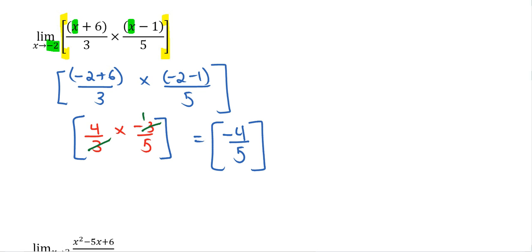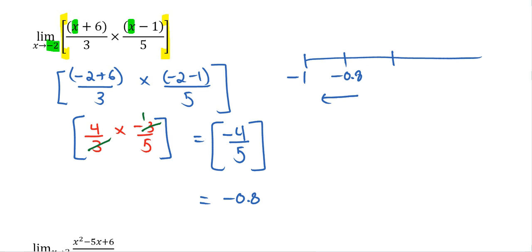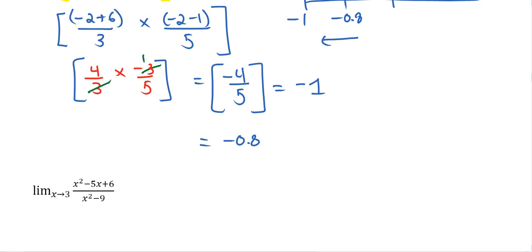Okay, so I want to find the greatest integer of -4 divided by 5. So if you go on a number line here, I would say this is roughly going to be -0.8. So if this is -0.8, and if you go to the left, the closest integer value to the left of -0.8, that's going to be -1. So this answer here will simply be -1. All right, let's move on.